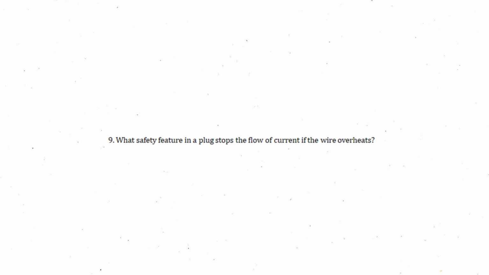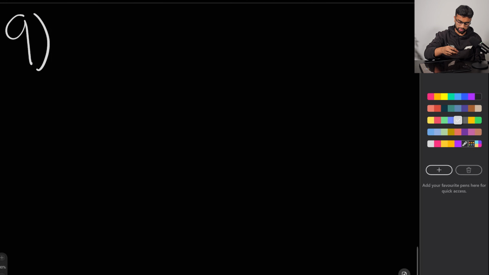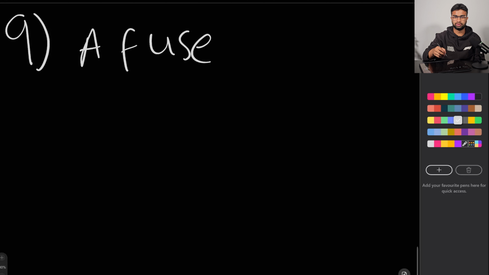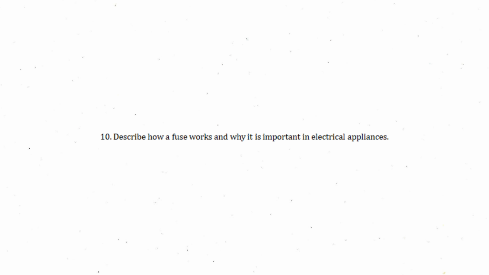Question 9 asks us which safety feature is in a plug that stops the flow of current if the wire overheats. It's just there's a fuse which will help it if it overheats. Question 10 tells us to describe how a fuse actually works and why it's important in electrical devices.